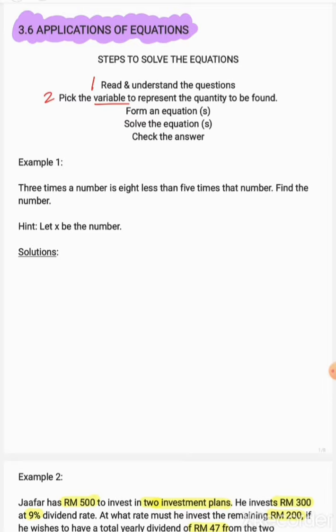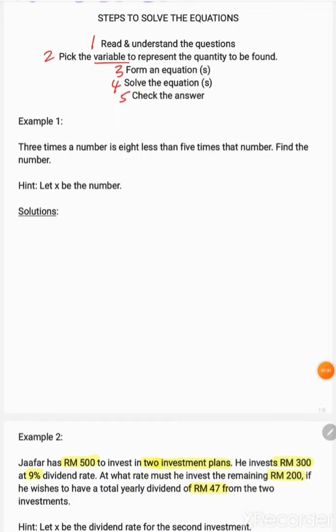And then number 3, form an equation. Number 4, solve the equation. Lastly, check the answer. Example 1: 3 times a number is 8 less than 5 times that number. Find the number. Hint, let x be the number.